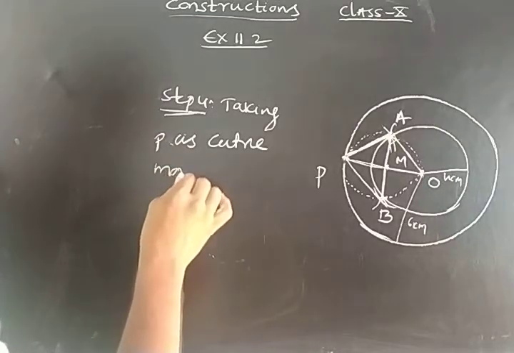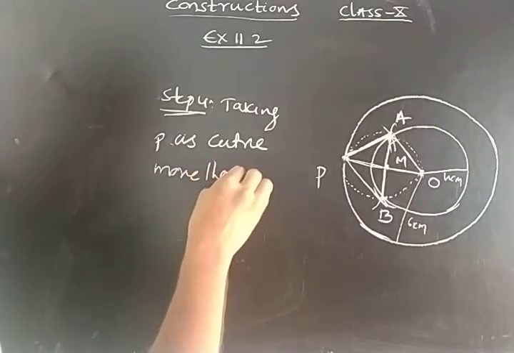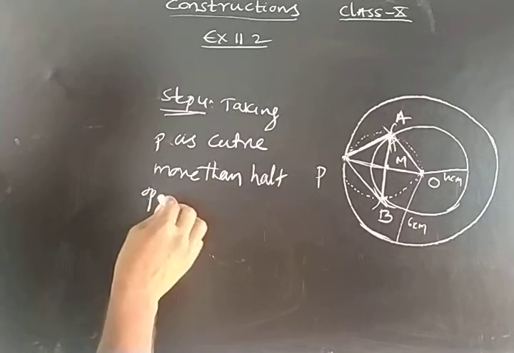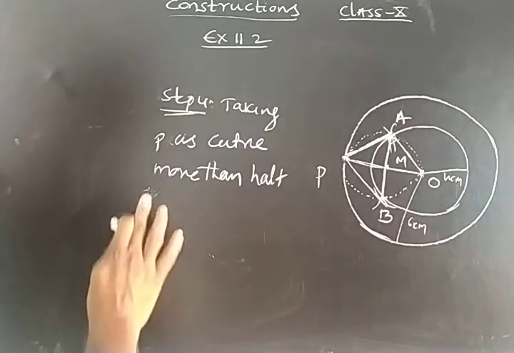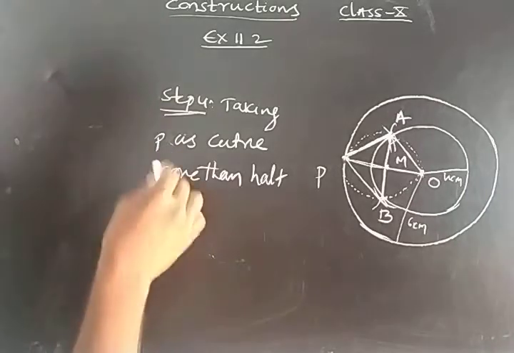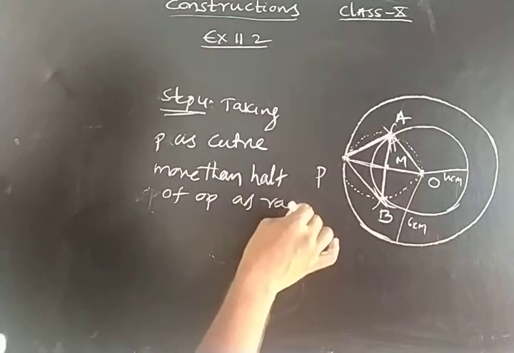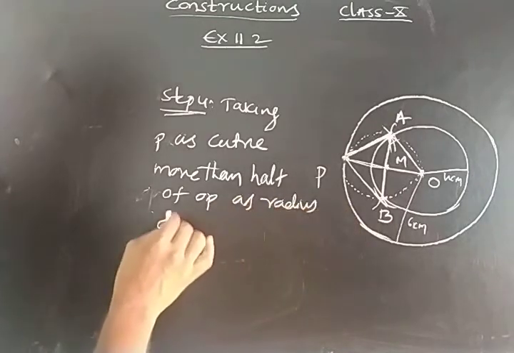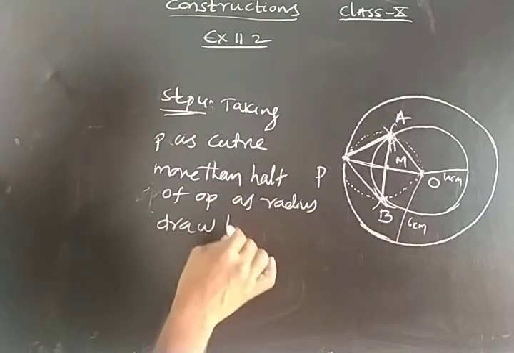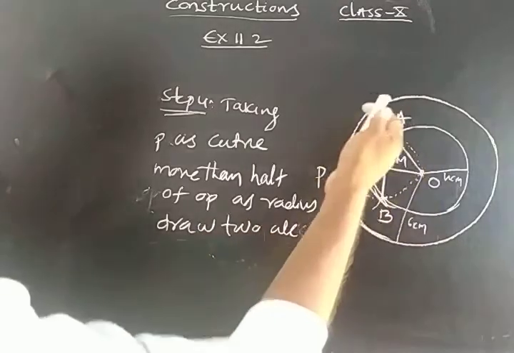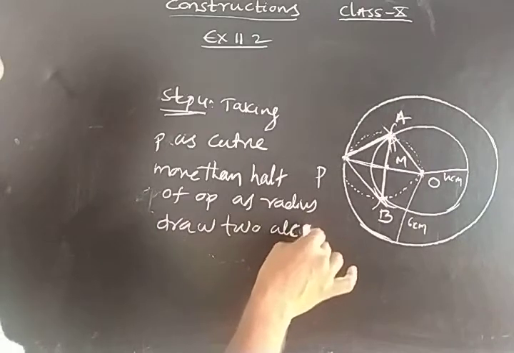More than half of OP as radius. Draw 2 arcs, so one is above the OP, another is below the OP.